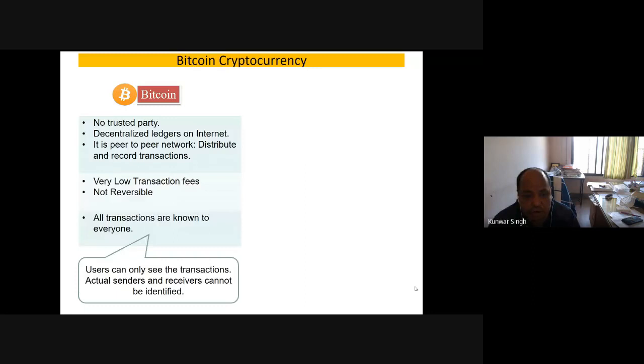And last, all transactions are known to everyone, as I told you, because every node has the ledger. The actual sender and receiver cannot be identified. Here the sender will be some address, a number of around 20 digits. Every person will have a unique number, so one address is transferring to another address. So anonymity will be there. We'll discuss that later.